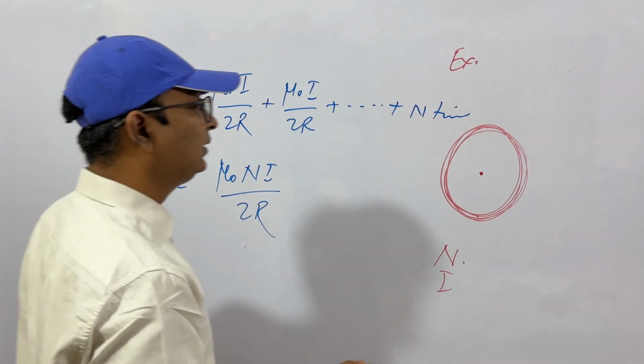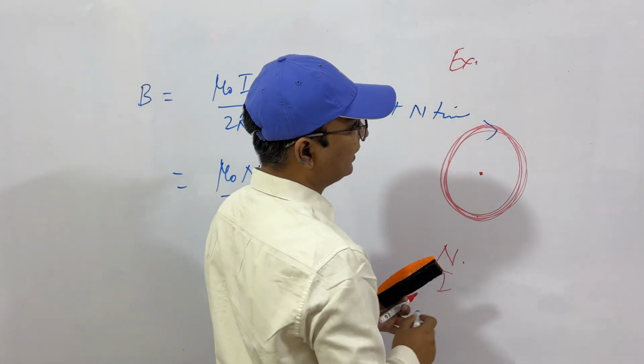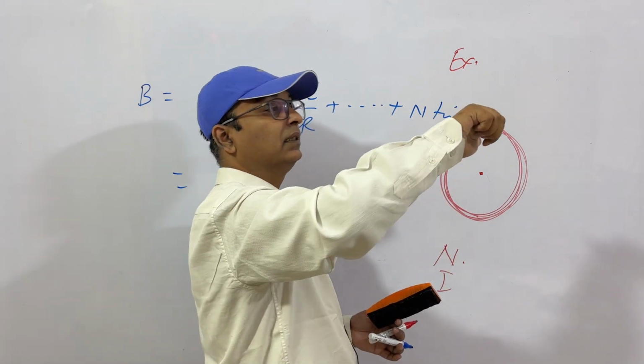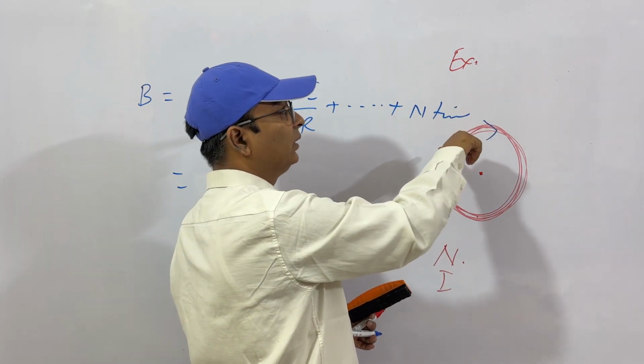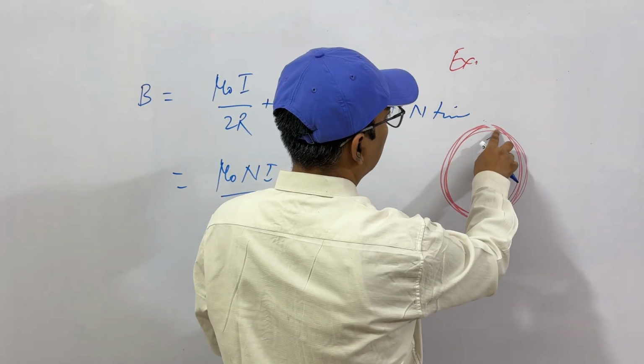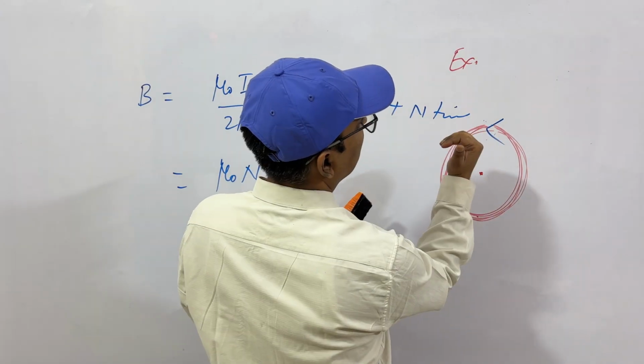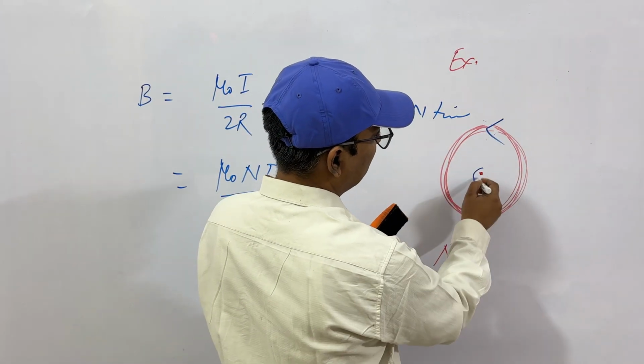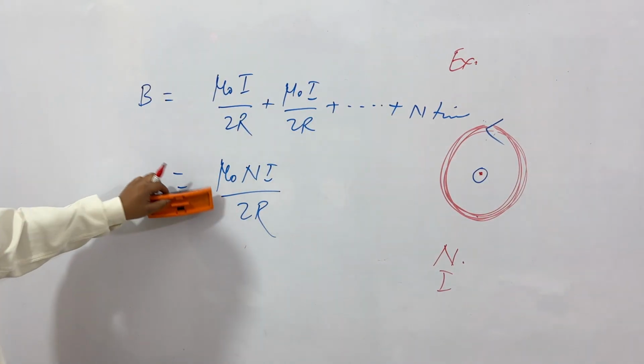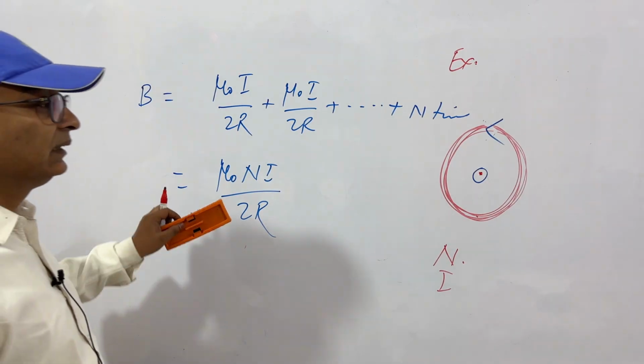And what will be the direction? You know it very well. If the direction of current is this, then you wrap like this, and it is into the page. But if the direction is not this but this, then it is out of the page. So for this, the direction is this, and the magnitude of the magnetic field is this. Clear?